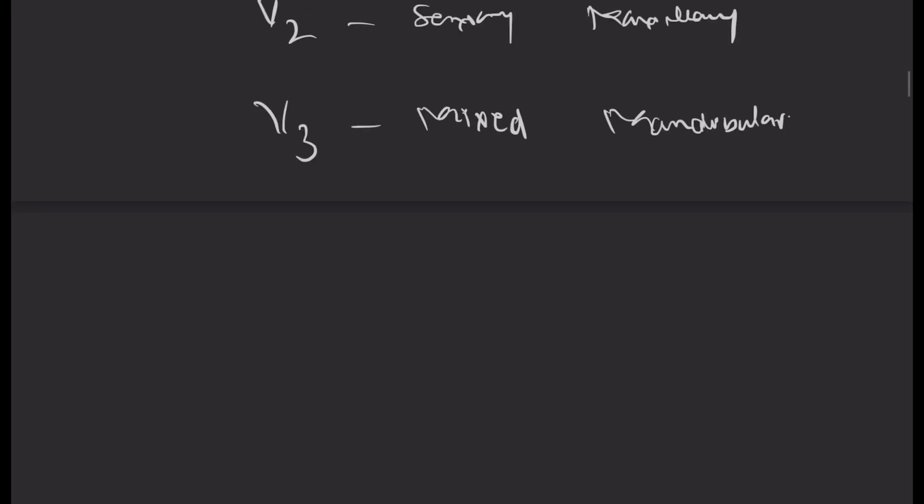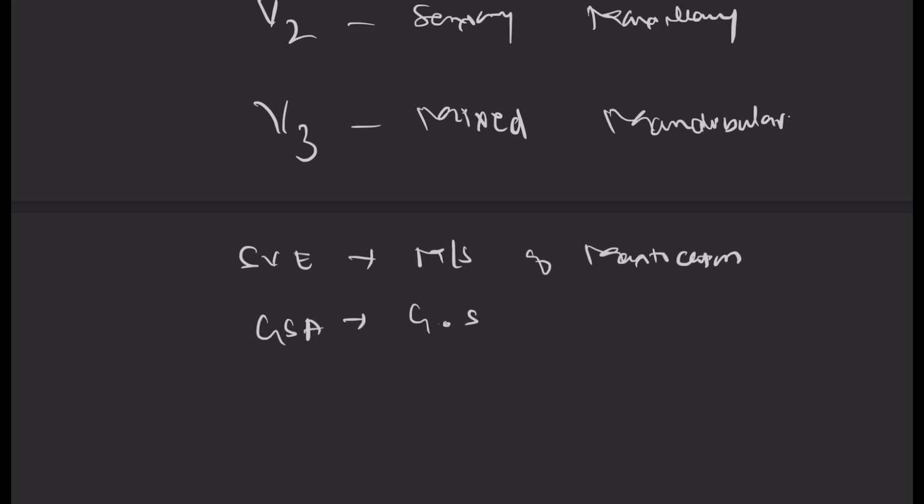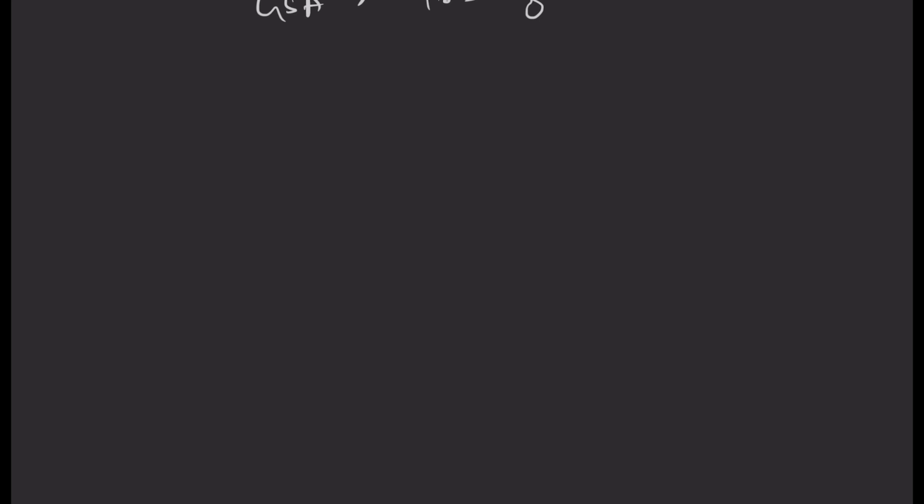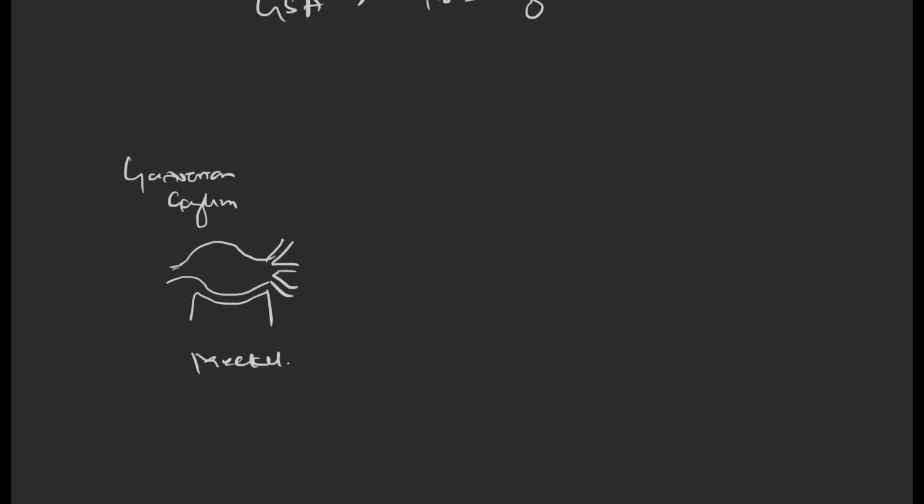The columns it is involved in are SVE, that is the muscles of mastication, and GSA, the general sensation from the face. Now coming to the ganglion which is present in Meckel's cave. This is the Gasserian ganglion, which is the sensory ganglion present in Meckel's cave. It has three parts.